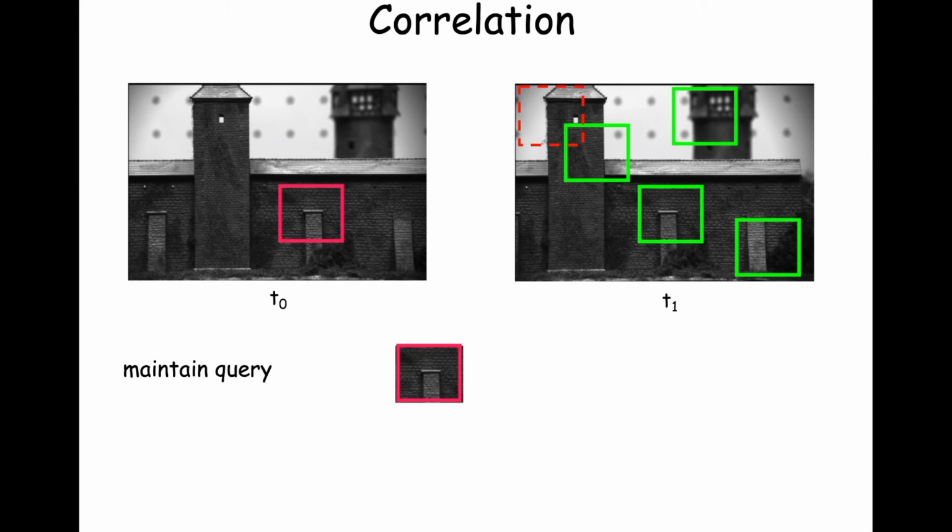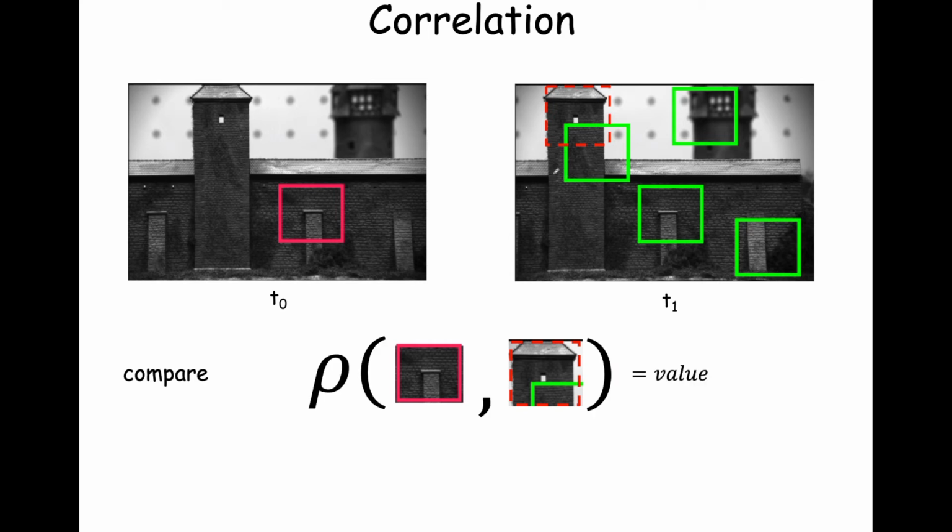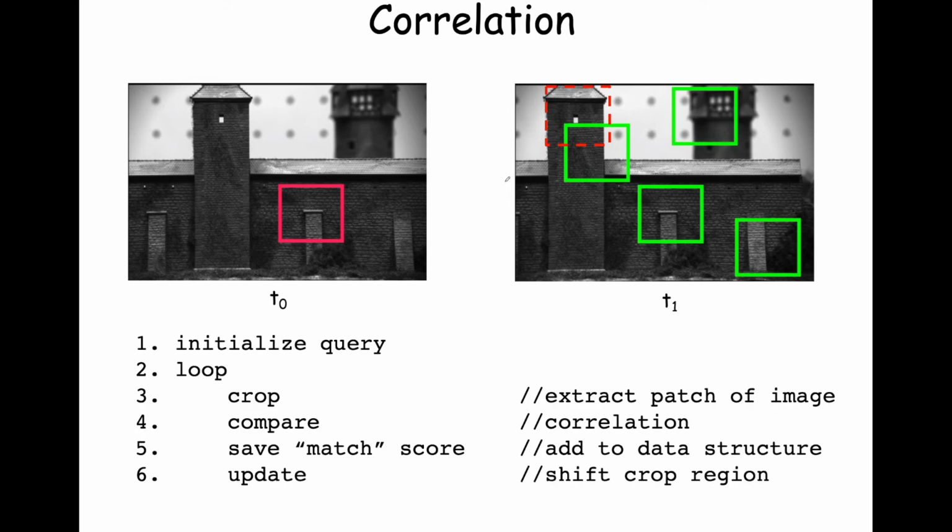So then we maintain our query, so we're going to keep this pink cropped region, and we're going to update our search. So you notice here now we move this crop box to crop a different region of the image at time t1. So we update our search, and then we crop it out. We have a new target or potential target in the image at time t1. And then we compute our correlation again, get another value. And we compare this new value to the old value, and then we do it again and again and again, iterating in a loop for all of the possible target locations in the image at time t1.